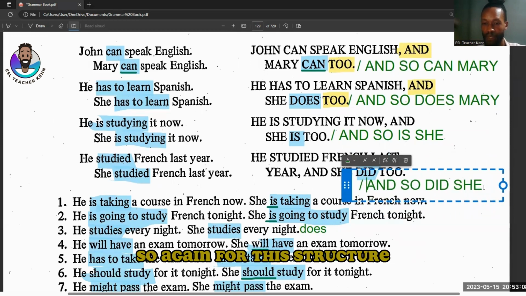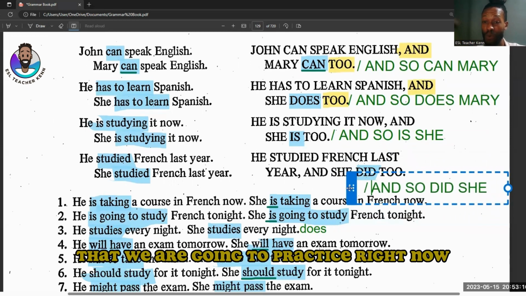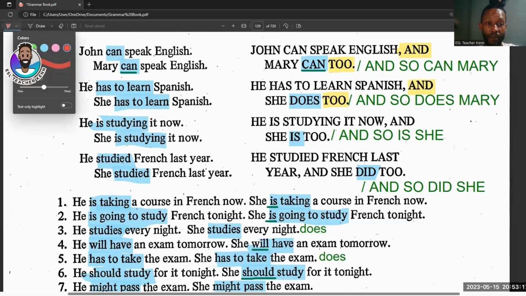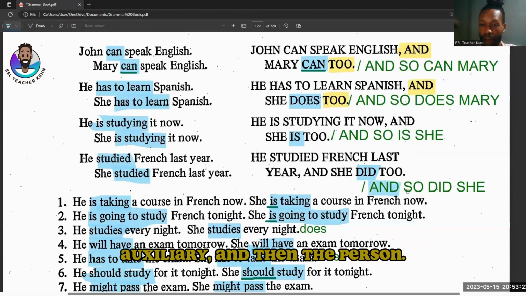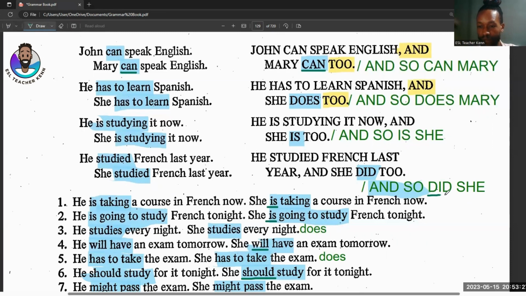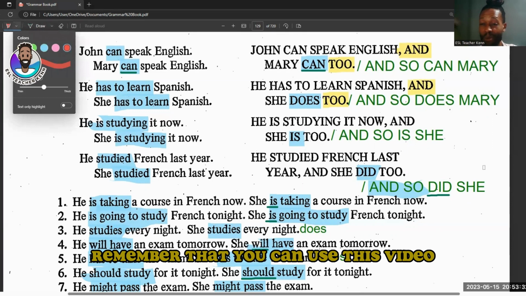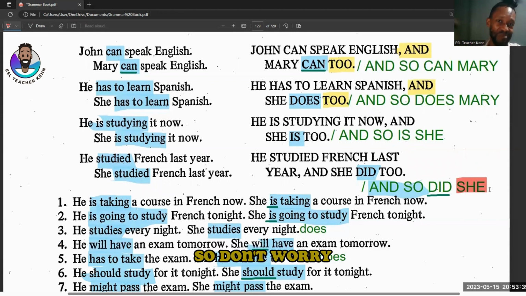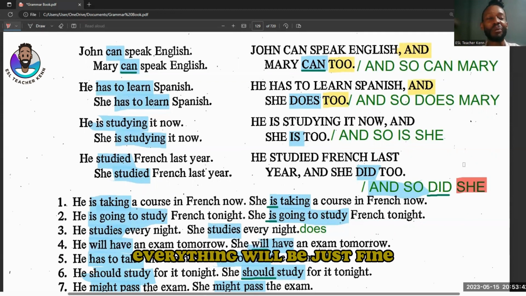Yes. So again, for the structure that we are going to practice right now, after the comma, the order is going to be and, so, auxiliary, and then the person. Are you guys ready? Remember that you can use this video or this podcast episode as many times as you need to. So don't worry, everything will be just fine.